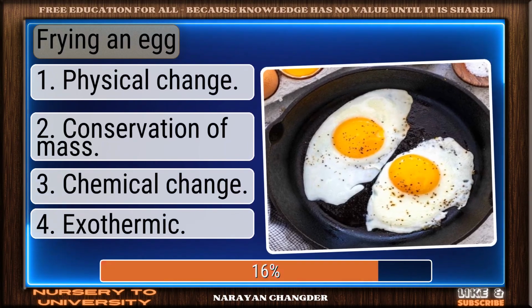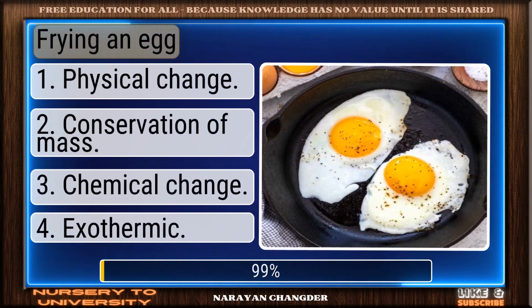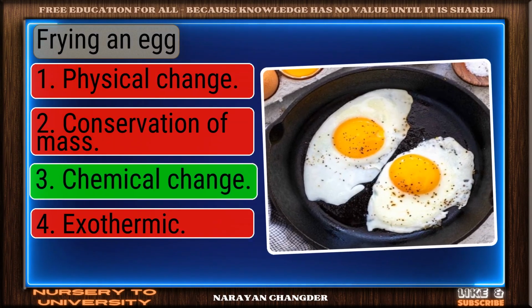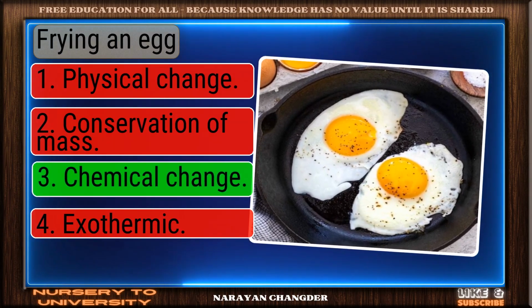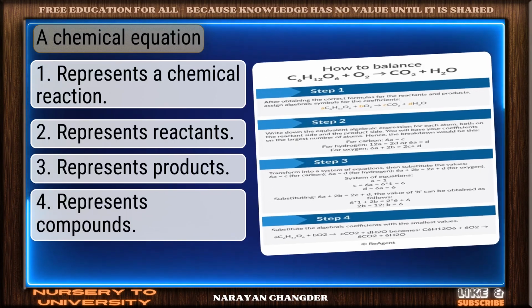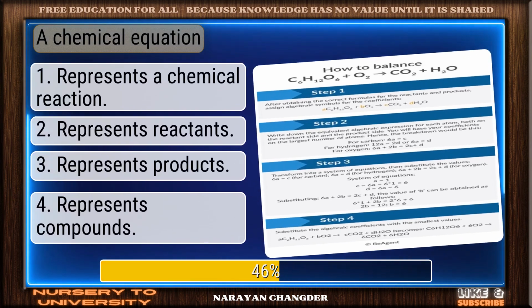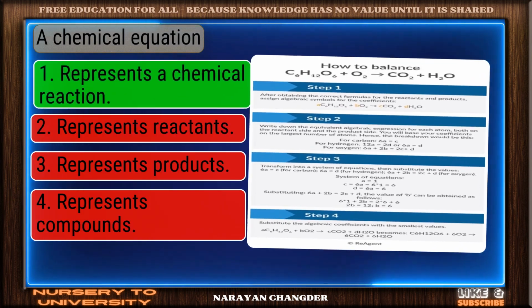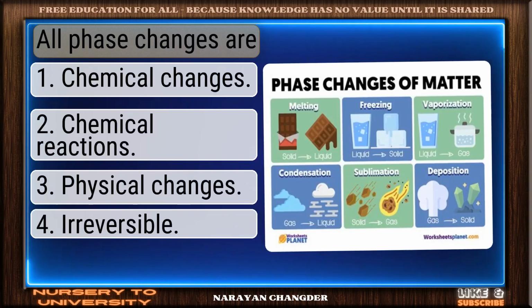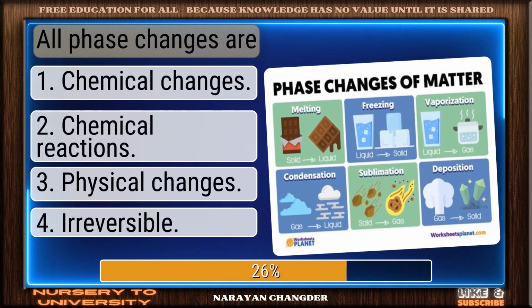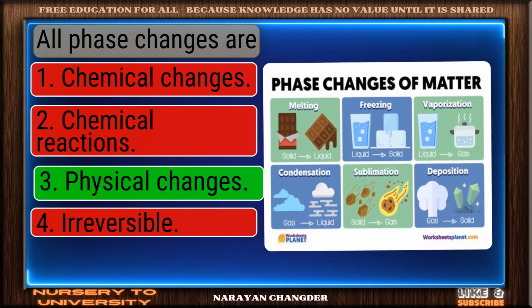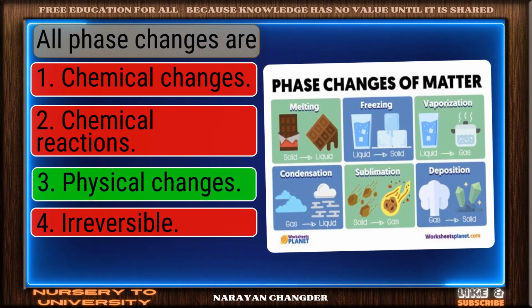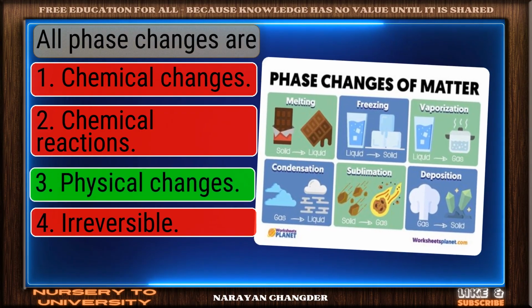Frying an egg. Clear logic. Your choice chemical change is sound and 100% true. A chemical equation. Valid point. Represents a chemical reaction is true. All phase changes are. Correct. Physical changes is the right answer.